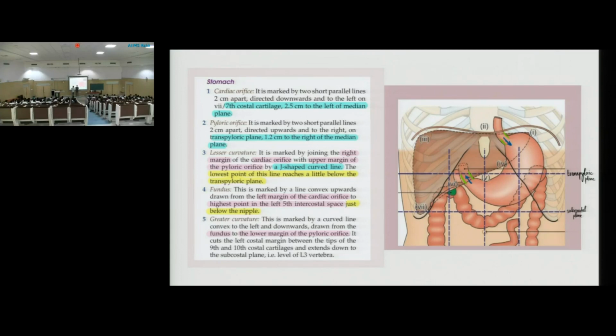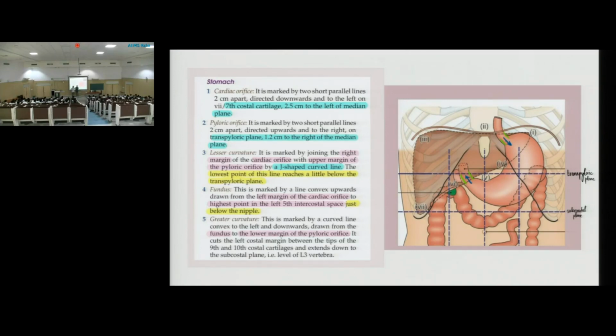Now we can easily draw the lesser curvature of the stomach. How to do that? Basically, we take the right marginal part of the cardiac orifice and the upper marginal part of the pyloric orifice and draw a J-shaped curve. This will represent the lesser curvature of the stomach. The J-shaped curve will lie a little low towards the transpyloric line, because if 2 points are at the transpyloric line, the lowest point of the J-shaped curve will lie below the transpyloric line.